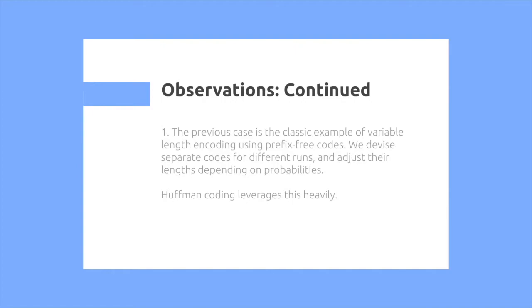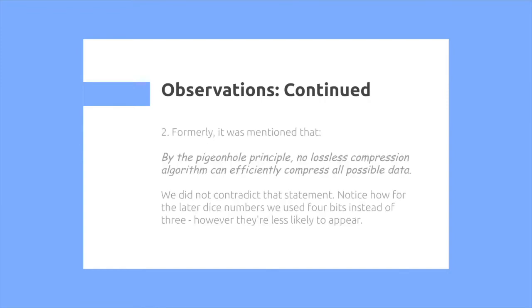The previous case is the classic example of variable length encoding using prefix-free codes. We devise separate codes for different symbols and adjust their lengths depending on probability. This is a concept heavily used in Huffman coding, for example.